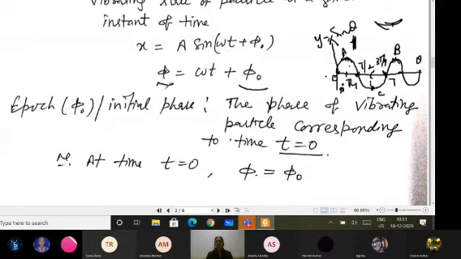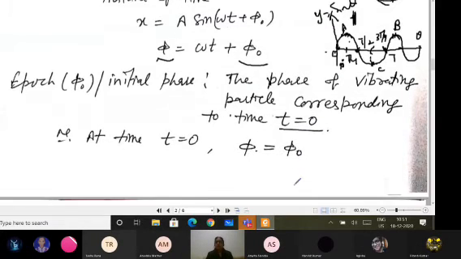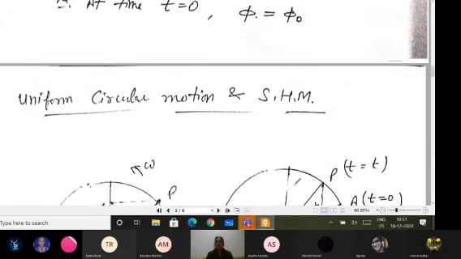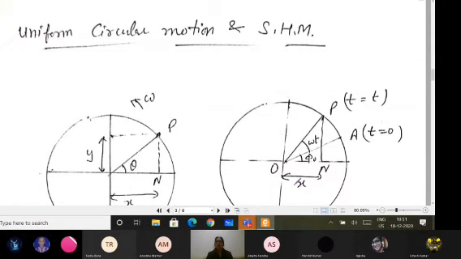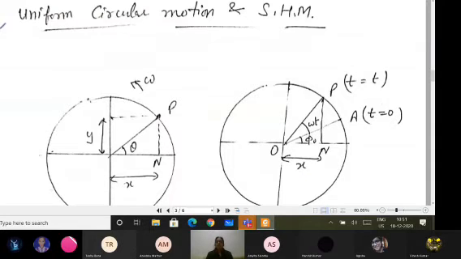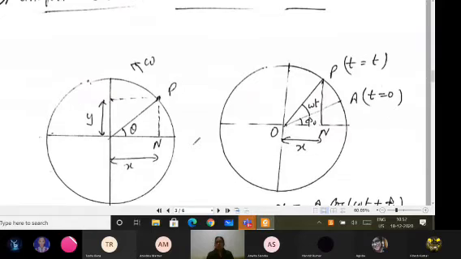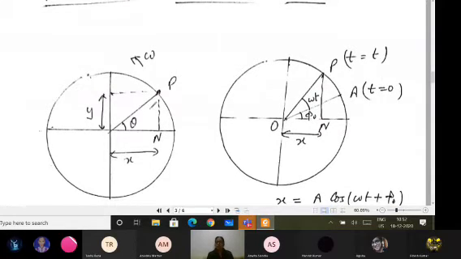These two symbols, how I am able to write in this form of curve, that also I am going to explain further to make things more clear. And for that we are taking the help of uniform circular motion. This is also a very important topic, and that will clear your concept of phase and initial phase. So if I have a particle P moving in a circular path, uniform circular motion, that is actually a way to represent the simple harmonic motion.